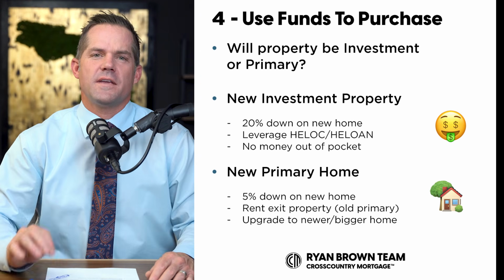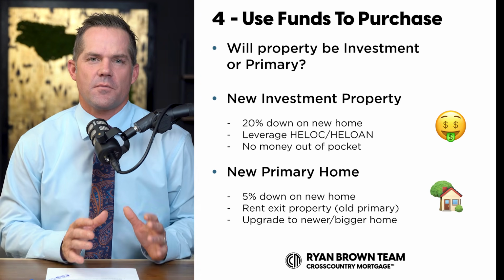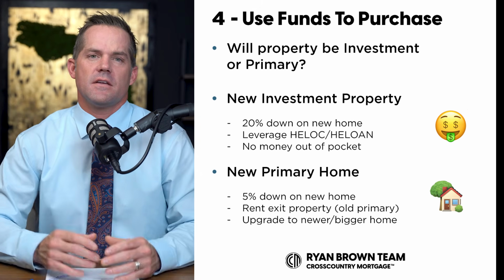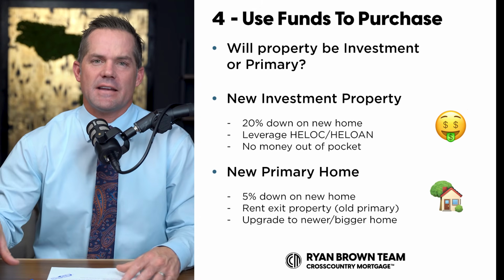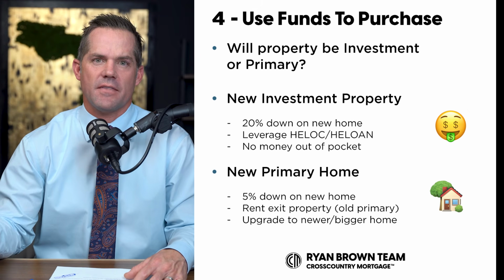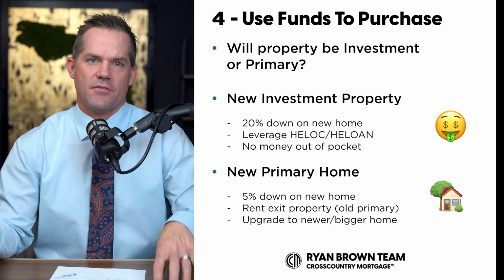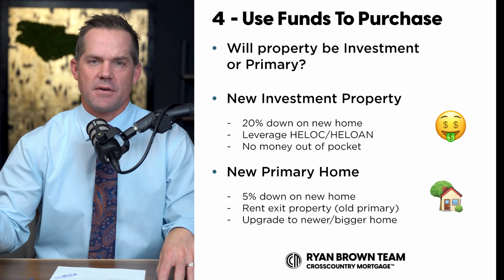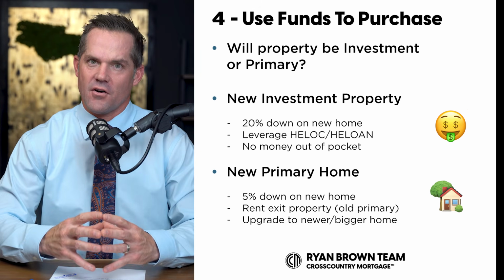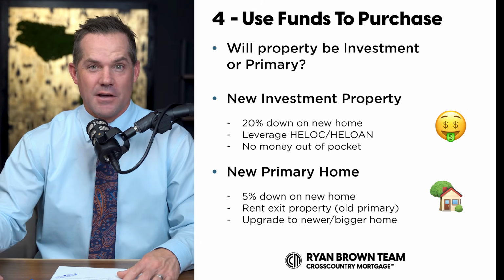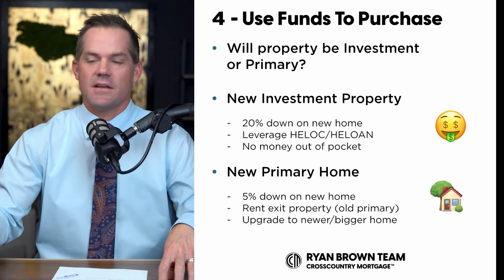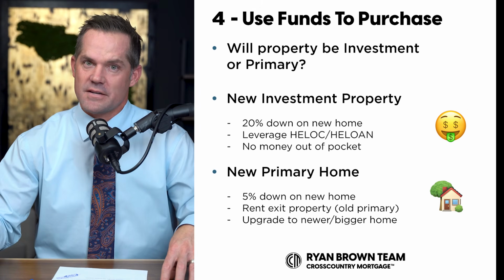So step 4 will be to actually use those funds from your home equity line of credit or second mortgage to buy your new property. So how are you going to do that? Let's just say you're buying an investment property. Typically speaking, you're going to do 20% down on that property. You're going to use the money from your existing home as your down payment on the new house. And again, assuming the return on investment works, the ROI, you've now bought that house with no money out of pocket. You leveraged your current equity to now own and control an investment property.